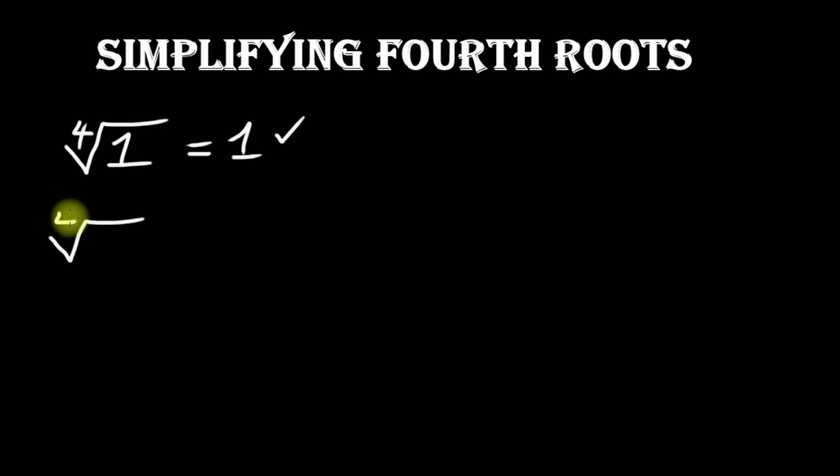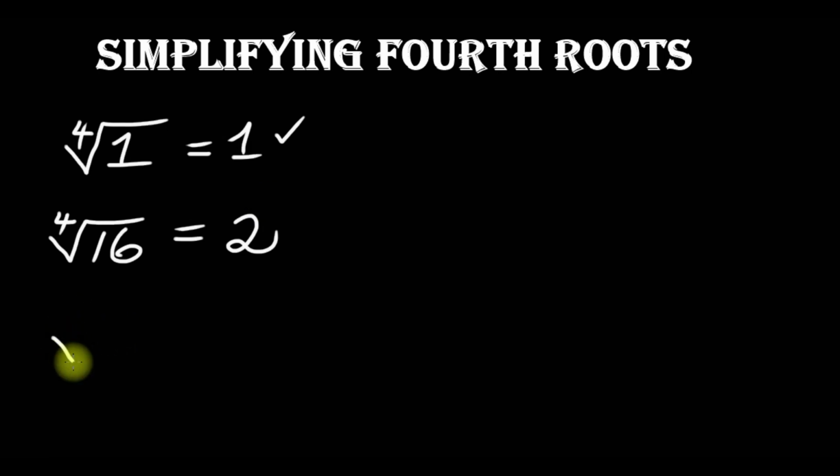So what is the fourth root of 1? Well, the fourth root of 1 is going to be 1, because 1 times 1 times 1 times 1, 4 times, is 1. What's the next perfect fourth? Well, the next perfect fourth is going to be 16. That's going to be 2, because 2 times 2 times 2 times 2 is 16.